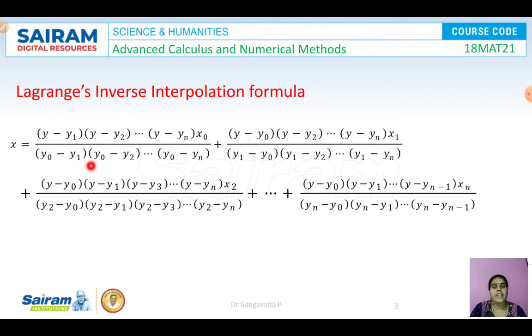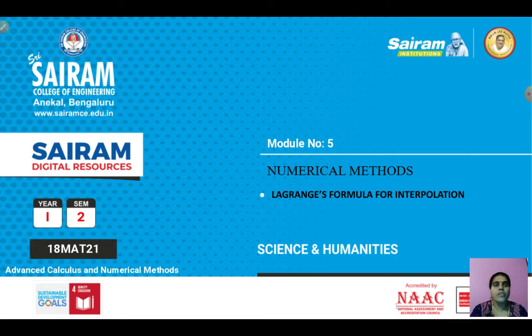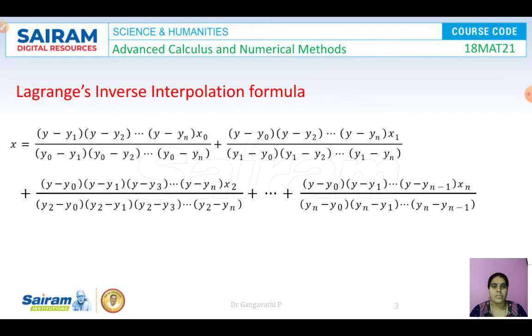y0 minus y1, y0 minus y2 and so on, y0 minus yn. The second term will be y minus y0 into y minus y2 and so on, y minus yn, into x1. The denominator is y1 minus y0, y1 minus y2 and so on, y1 minus yn.